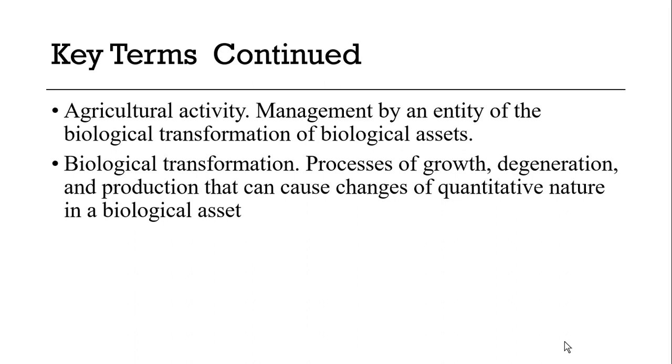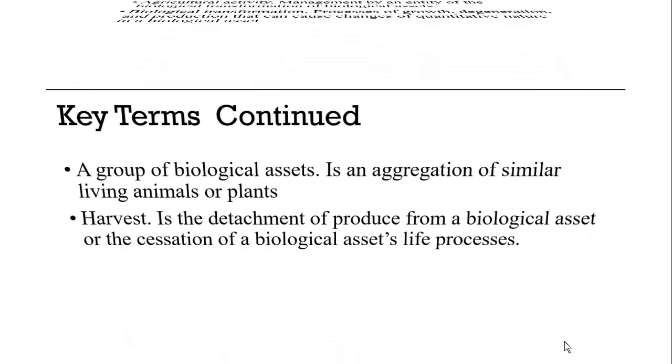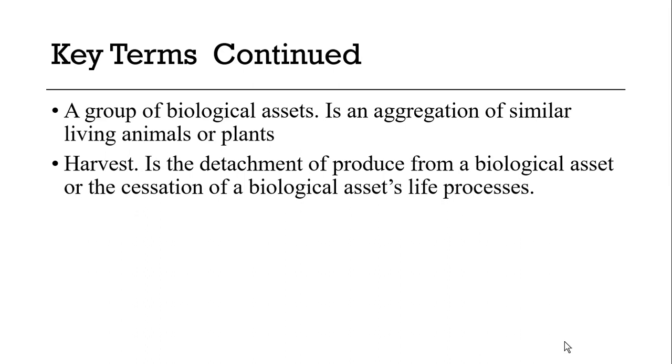Okay. Agricultural activity means management by an entity of the biological transformation of biological assets. Remember, agriculture is business. Biological transformation is a process of growth, degeneration, and production that can cause changes of a quantitative nature in the biological assets. A group of biological assets is simply an aggregation of similar living animals or plants. So for instance, a chicken belongs to a group of birds. I think maize belongs to grain, and so on and so forth.